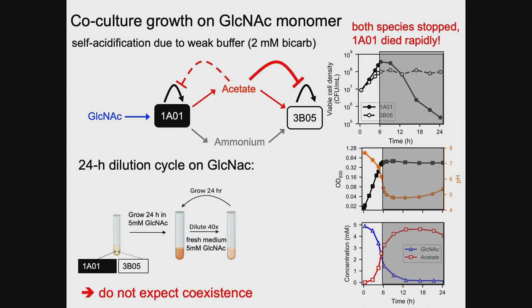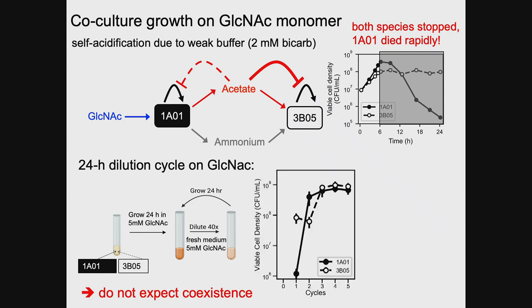Then we do the 24-hour growth dilution cycle. For this kind of system we do not expect coexistence, and of course we get coexistence. What actually happened was we first got a coexistence, and we tried to understand it. We thought it was a standard scenario, and it's not. You do this for high buffer, you get coexistence, nothing fishy, but with the weak buffer you get into this weird situation. In the first cycle, first day, indeed there's a three order drop of the A species. But after 3 days, they get into equilibrium and then they're fine. Is it clear?